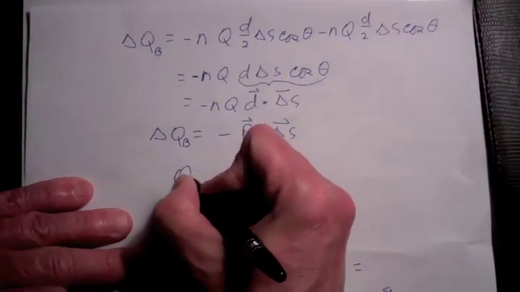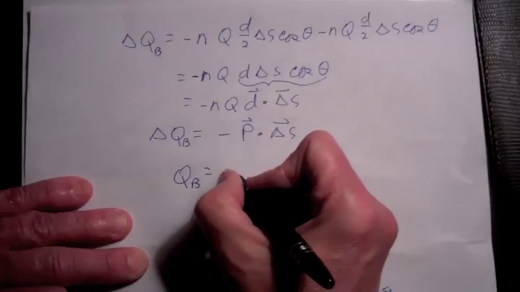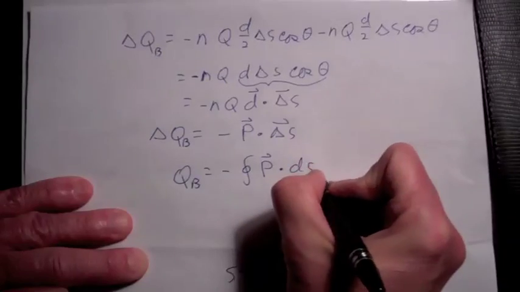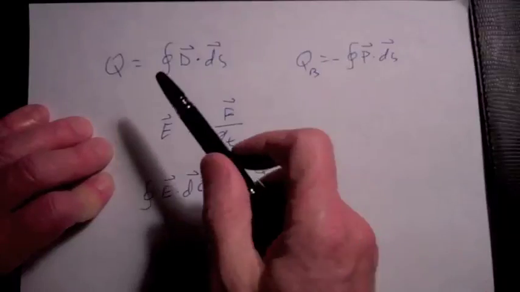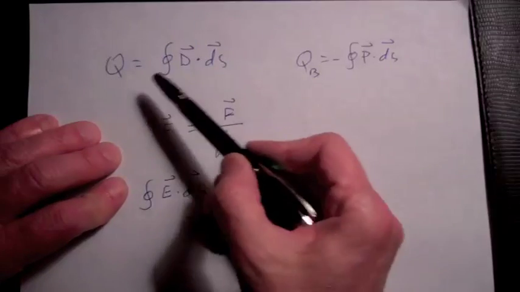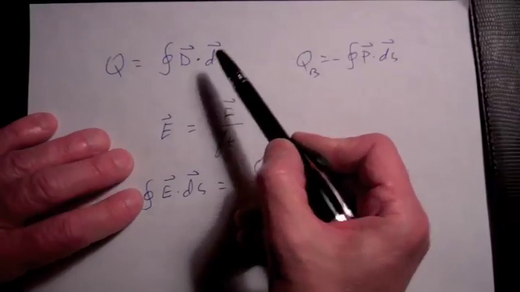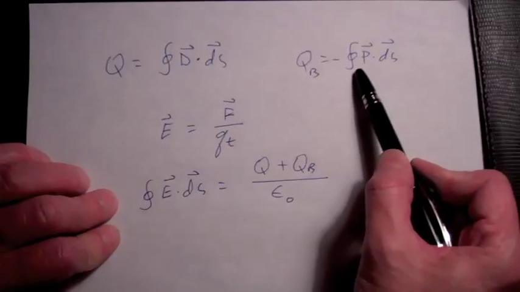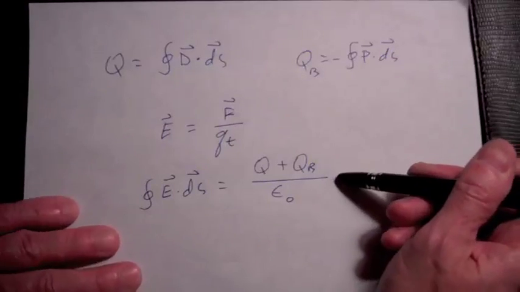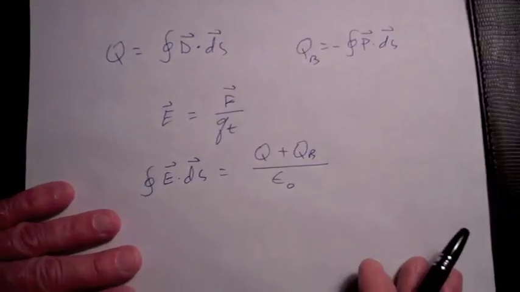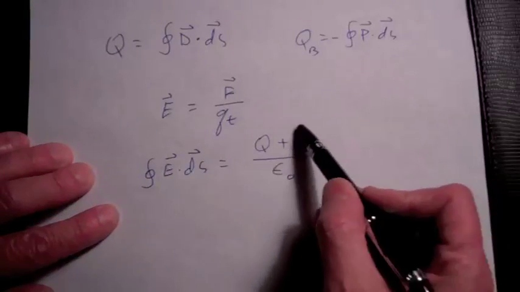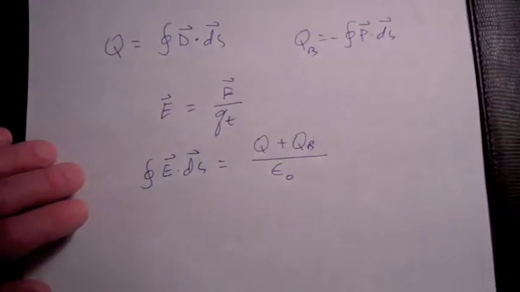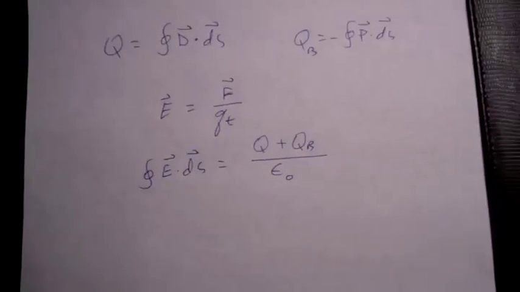So the total change in the bound charge inside our enclosed volume is minus the integral over that closed volume of P dot ds. So we have our relationship between the free charge and the electric flux density field, Gauss's law. We've now seen we have a similar relationship between the bound charge and the polarization field, and the electric field is associated with both free and bound charges. So now let me substitute in this expression for the electric field our Gauss's law and the result we just obtained for the bound charge.